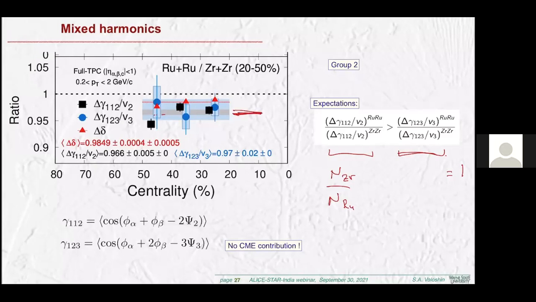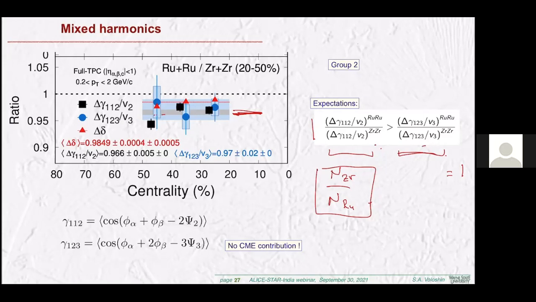I see. But what I wanted to emphasize is that even if you don't know about this stuff, you would expect that this ratio, if there is a CME, should be larger than that. And we don't see that. I see.